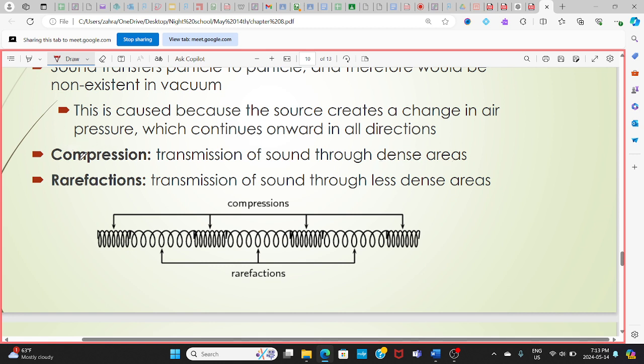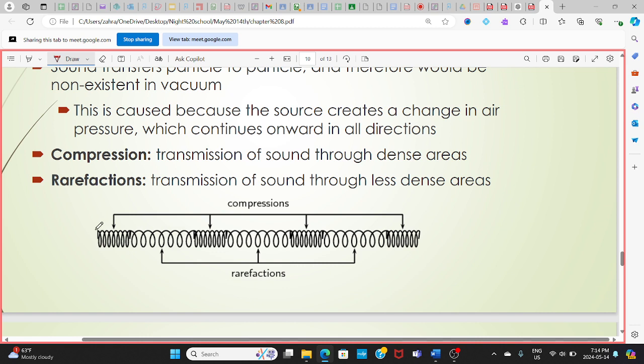Some parts will be compressed, and rarefaction is transmission of sound through a less dense area. So when you speak, it puts pressure on some area and expands another area, right? The parts that are very close to each other or very intense are very dense. We call it compression, and the parts that are very far apart from each other or less dense, we call rarefaction.